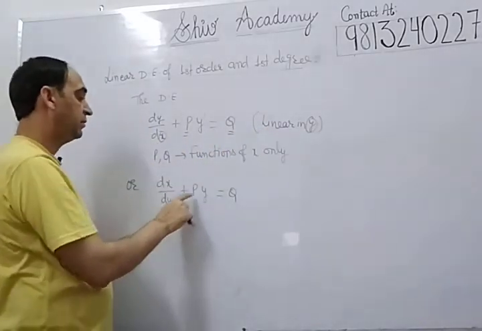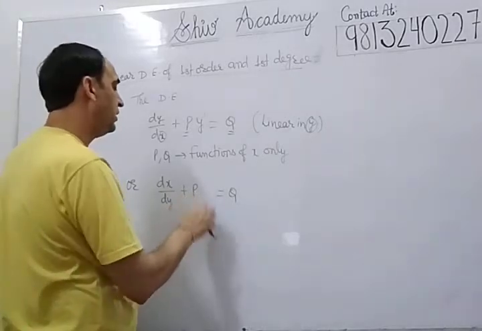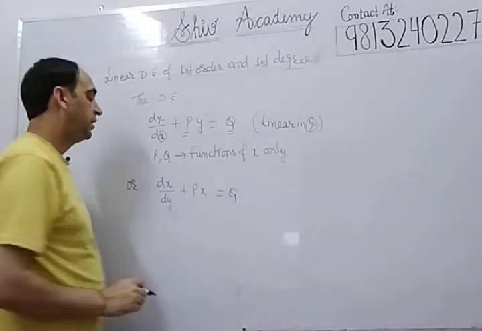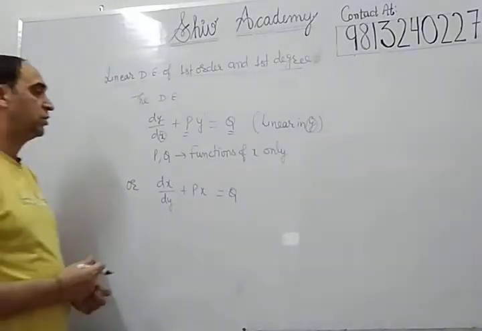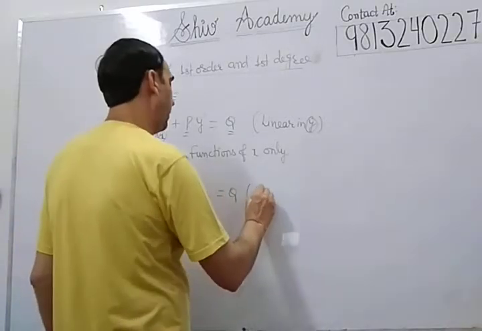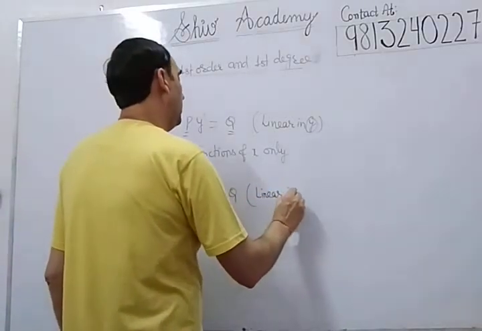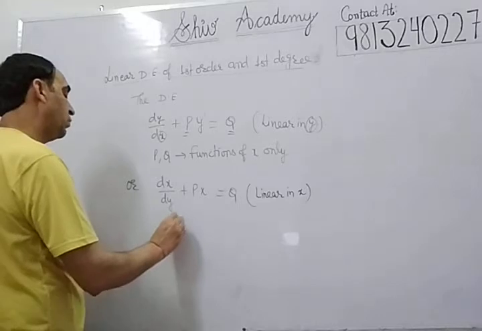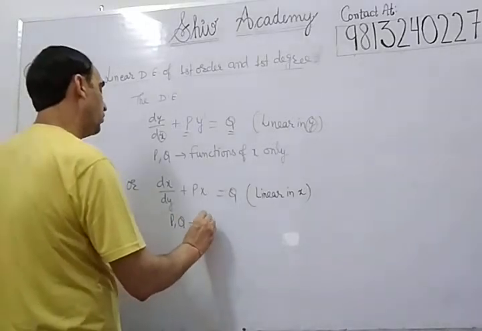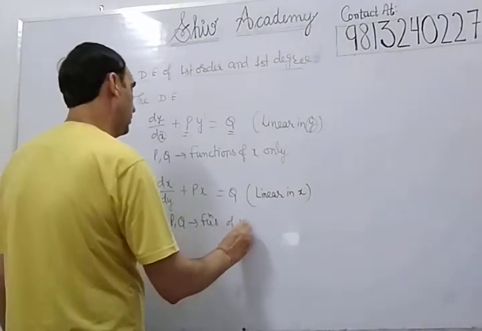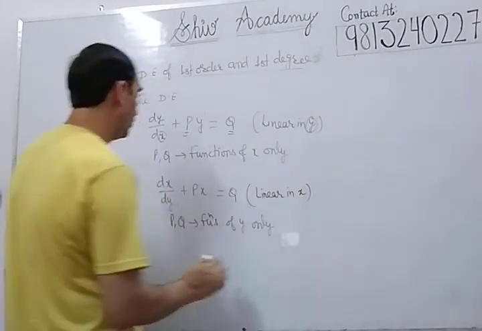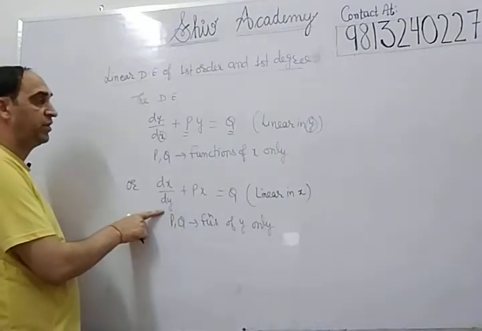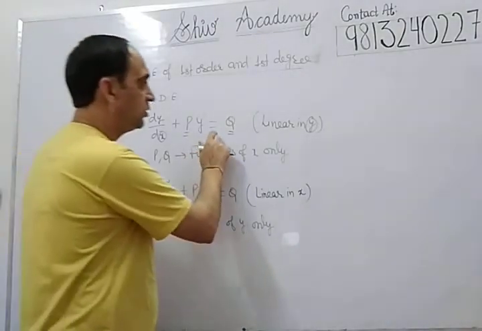Similarly it is linear in x. So we write here dx by dy plus px equal to q. Now it is linear in x. Now here p and q, these are functions of y only. Functions of y only means to say the independent variable. So I am coming to this again.